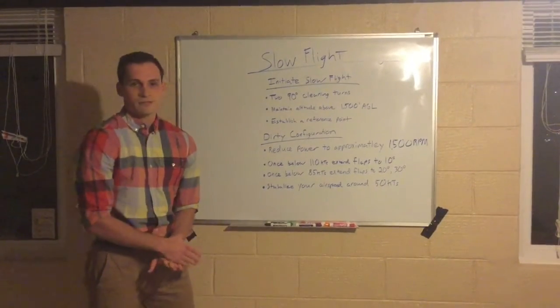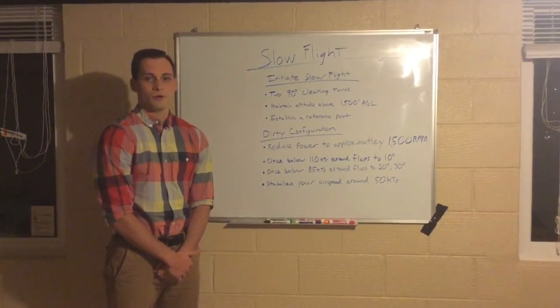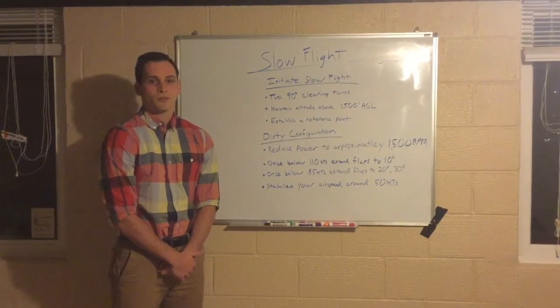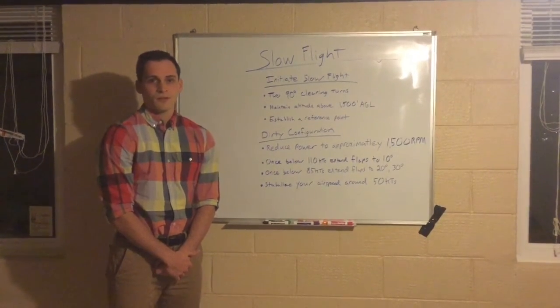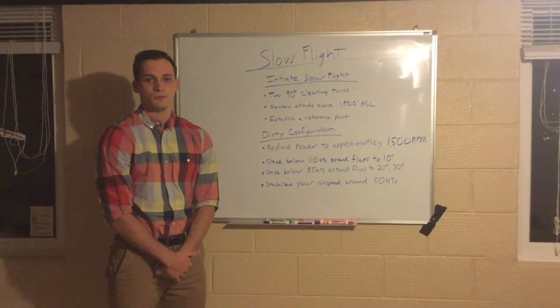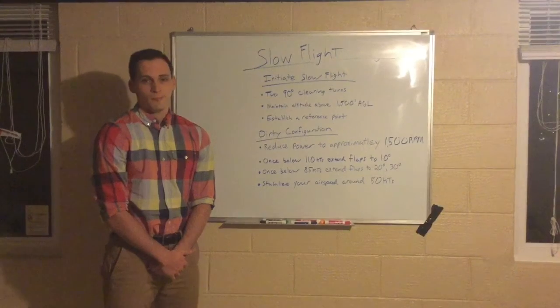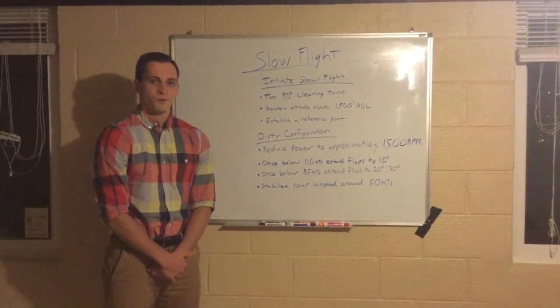Now, what's so different about slow flight is your controls are going to be reversed on you once you hit low airspeed. So your throttle is going to control your altitude. Putting in more throttle will increase your altitude, and taking out throttle will decrease your altitude. And pitching is going to control your airspeed. Pitch up for less airspeed and down for more airspeed.